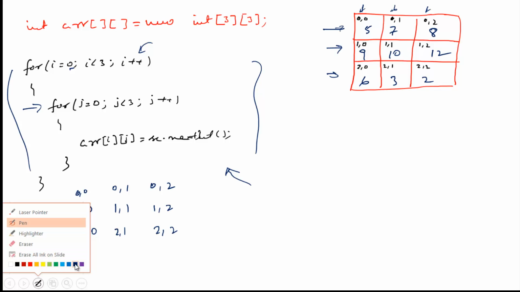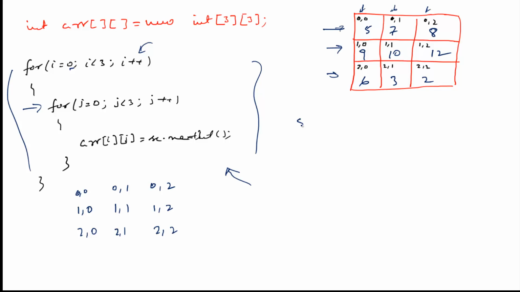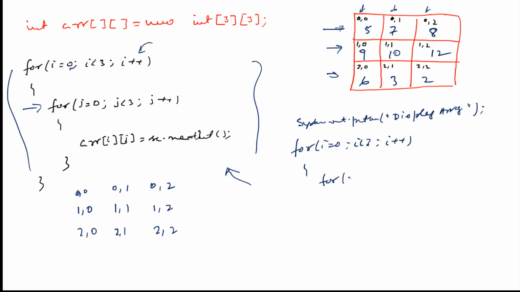So let's here I'll just give one message here, System.out.println, and say display array here. And then I have to again run the loop like this. For I equal to 0, I less than 3 and I plus plus, and then for J equal to 0 here, and then J less than 3 and then J plus plus.